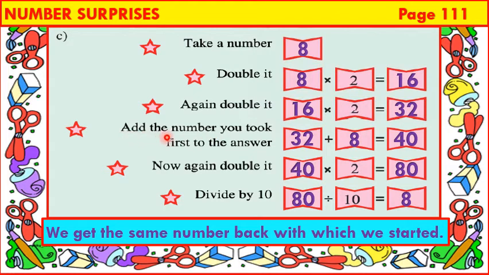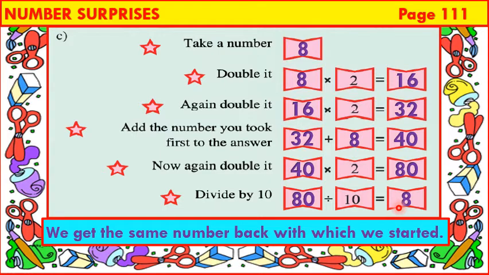Now add the assumed number 8 to the answer 32. So 32 plus 8 we get as 40. Now again double this answer. That is multiply this answer by 2. So 40 twos is 80. Divide this answer by 10. That is 80 divided by 10 we get as 8.